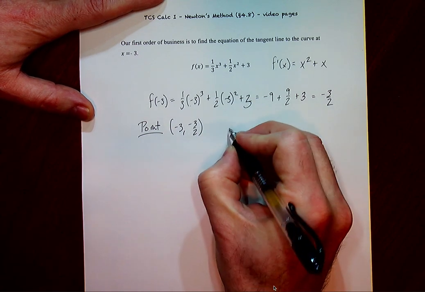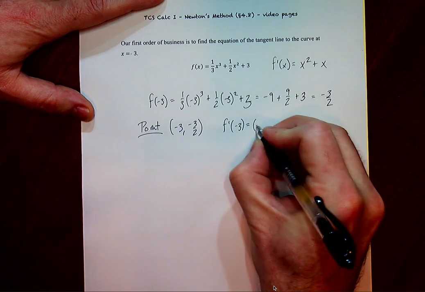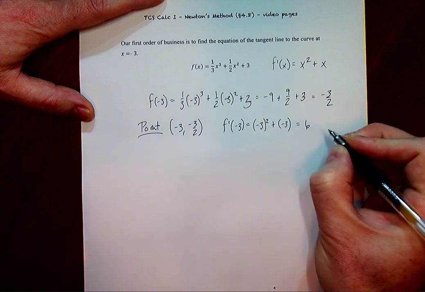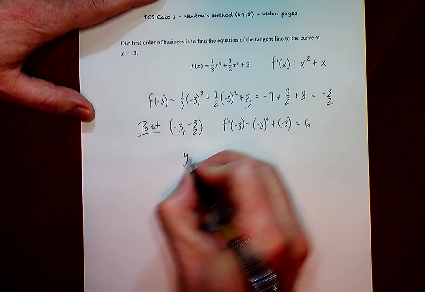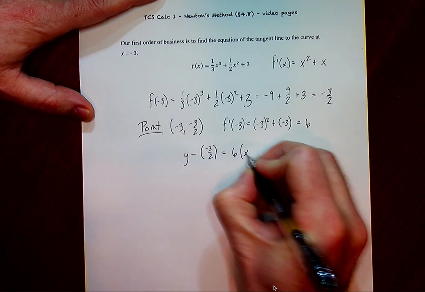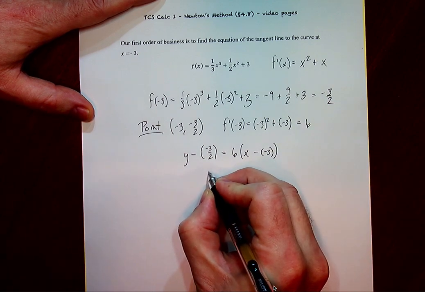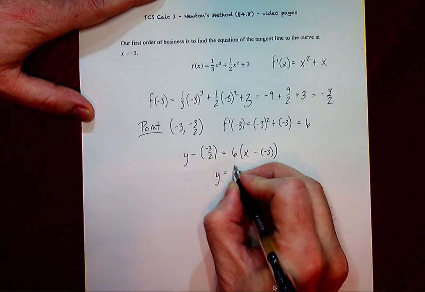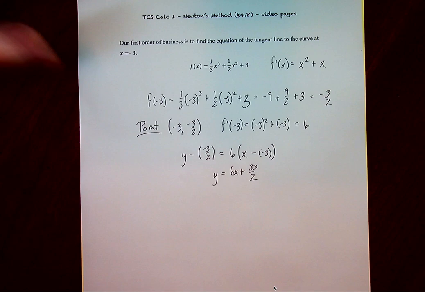Now I need my slope, which means I evaluate f prime at -3. That's -3 squared plus -3, which is 9 minus 3, or 6. So I have my x1, y1, and my m. Using y minus y1 is equal to m times x minus x1, I get y plus 3/2 is equal to 6 times (x plus 3), and when I put it into slope-intercept form, I get y equals 6x plus 33/2. That is the tangent line to the curve.